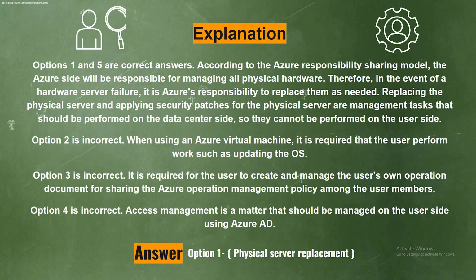Explanation: Option 1 and 5 are correct answers. According to the Azure Responsibility Sharing Model, the Azure side will be responsible for managing all physical hardware. Therefore, in the event of a hardware server failure, it is Azure's responsibility to replace them as needed. Replacing the physical server and applying security patches for the physical server are management tasks that should be performed on the data center side, so they cannot be performed on the user side. Option 2 is incorrect. When using an Azure virtual machine, it is required that the user perform work such as updating the OS. Option 3 is incorrect. It is required for the user to create and manage the user's own operation document for sharing the Azure Operation Management Policy among the user members. Option 4 is incorrect. Access management is a matter that should be managed on the user side using Azure AD.